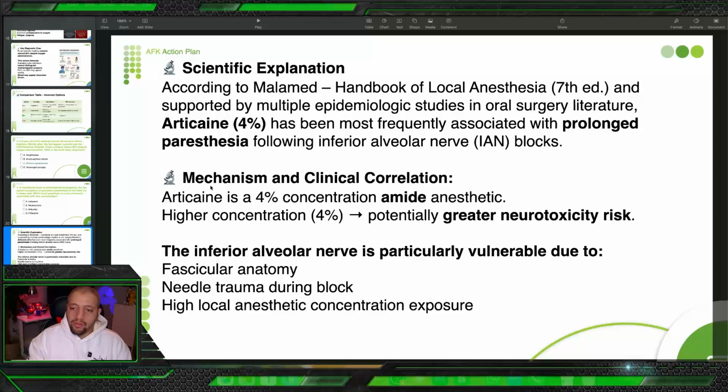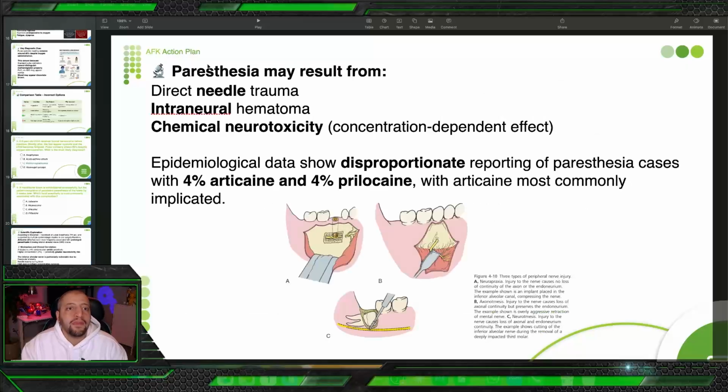Why? What's going to be discussed now is speculation. No one knows for sure, but this is the finding. Articaine 4%, an amide anesthetic, has a higher concentration, potentially greater neurotoxicity risk. The inferior alveolar nerve is particularly vulnerable because you penetrate a lot of soft tissue, touch the bone, very close to the nerve trunk. There is needle trauma during the block and high local anesthetic concentration exposure because of this 4% articaine. Paresthesia may result from direct needle trauma, intraneural hematoma, or chemical neurotoxicity.